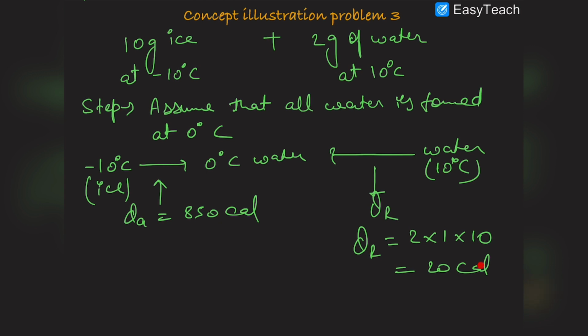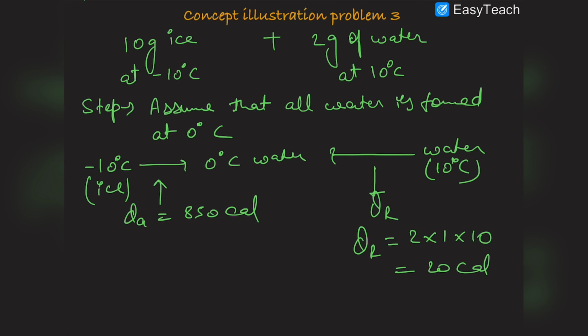But you can see that the heat released by the water is not enough to bring the ice even to 0 degrees Celsius, because to bring the ice to 0 degrees Celsius it is required that water should at least give a heat greater than 50 calories. So what I am trying to say is that this heat released by the water is not sufficient to bring the ice to 0 degrees Celsius.